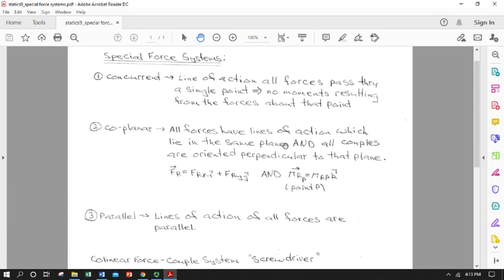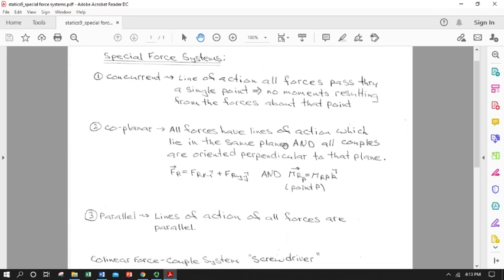A second requirement is that all of the couples that might be present in the system are oriented such that they are perpendicular to that plane. So given that all of the forces are in a single plane, the moments that they generate about a point in that plane are by definition also going to be perpendicular to the plane, just by our cross product rule. So if we've already constrained all of the couple moments to be perpendicular to the plane, it means all of the moments in the system are perpendicular to the plane that the forces sit in.